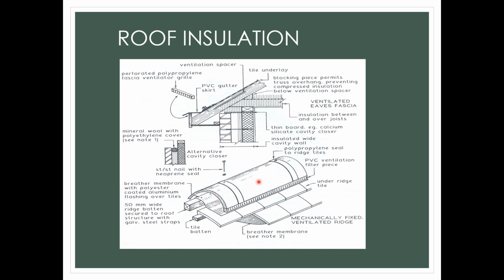So this is the top of the ridge. We can see that one example of roof insulation is the breather membranes with polyester coated aluminium flashing over the roof tile. So we lay these membranes to cover up all the ridge, top of the ridge, before we cover with this ridge top.